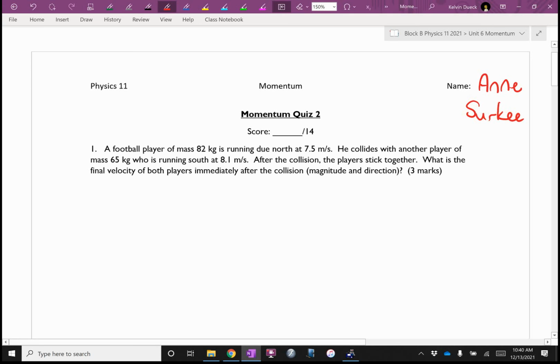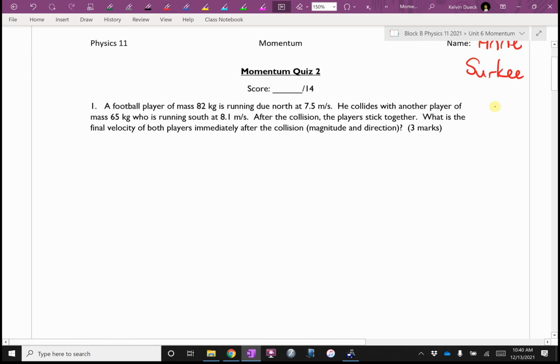Answer key. So our test is when? Wednesday. I'll be around tomorrow after school if you have any questions, and I'll be open tomorrow during Flex if you have any questions.